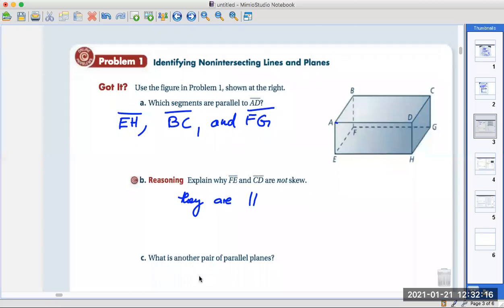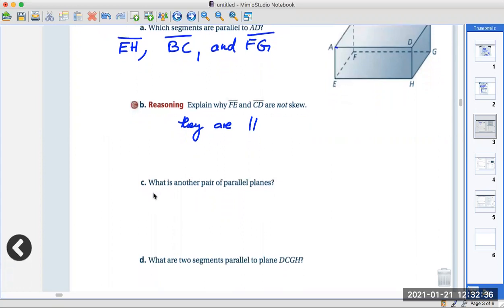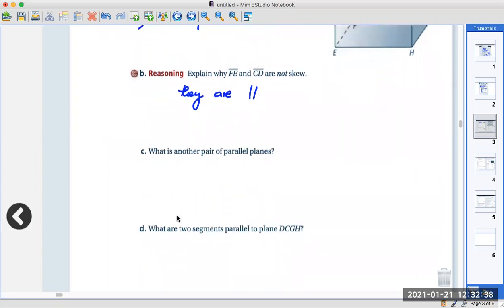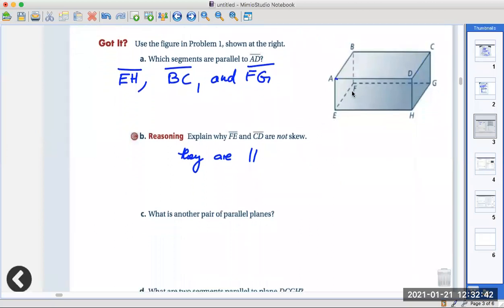And what is another pair of parallel planes? I'm going to skip that. What is another? Well, we have the top and the bottom. Well, they don't even ask for one in the beginning. What are 2 segments? Oh, I switched this. What is another pair of parallel planes?